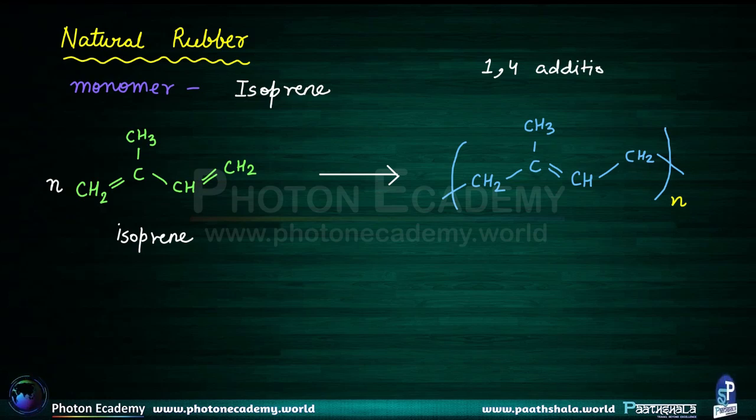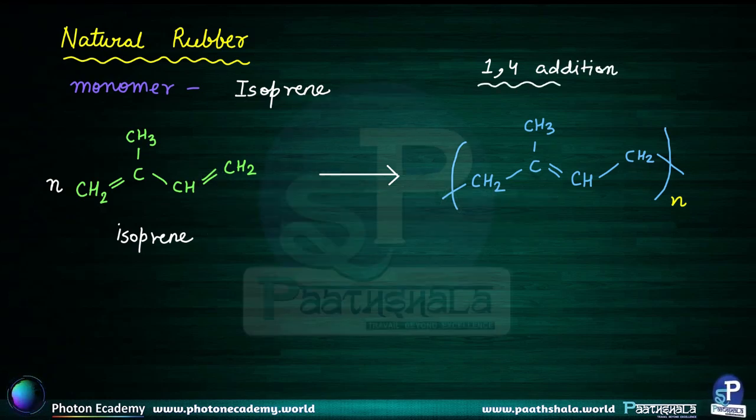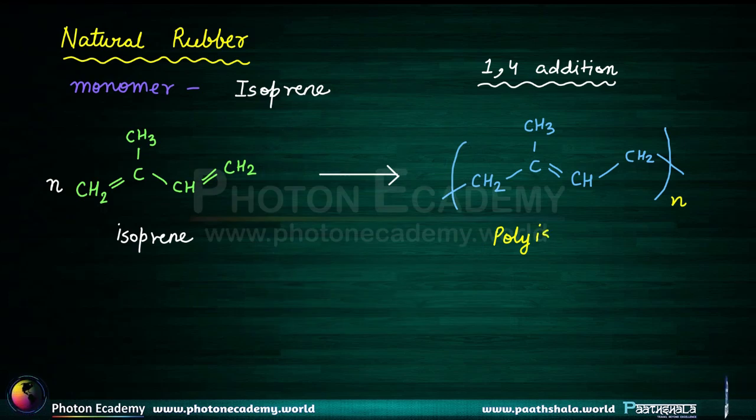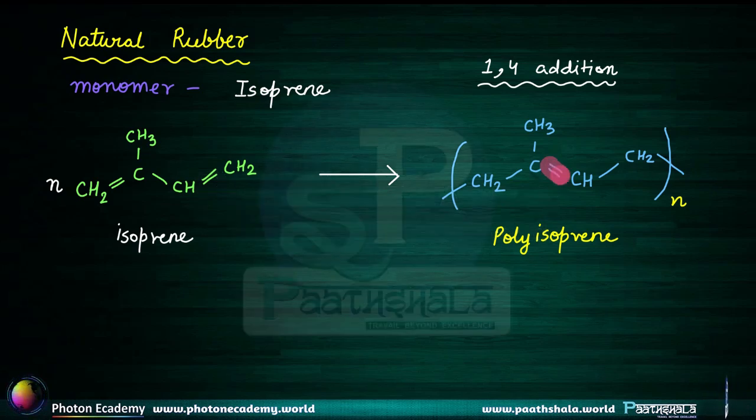So this is 1,4 addition which is happening, and we can call it 1,4 polymerization. The product that is being developed, this polymer, is called poly, and since poly means many, it is many isoprene, polyisoprene, also known as natural rubber. Now, in this natural rubber, we notice that the double bond lies in between.